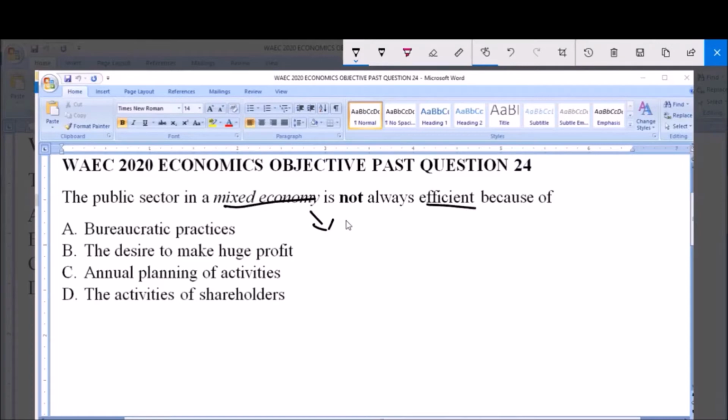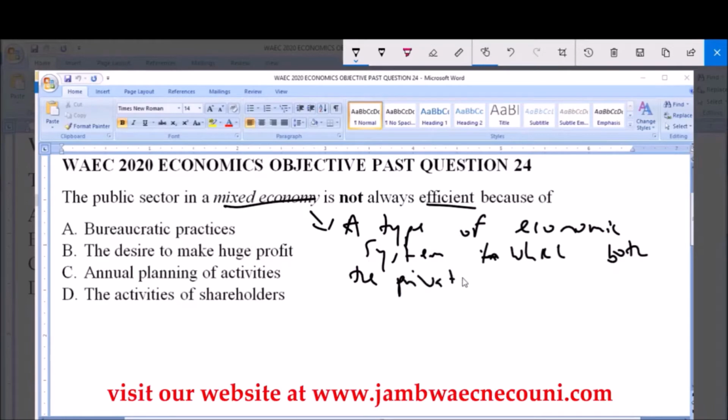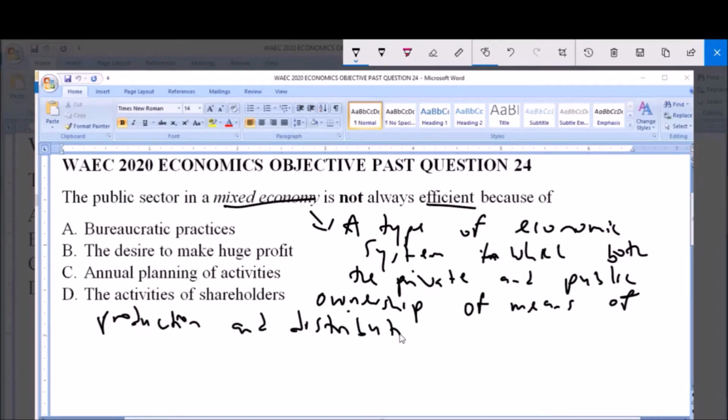Now, what is a mixed economy in the first place? Now, a mixed economy is a type of economic system in which both the private and public ownership of means of production and distribution exist together in a country.